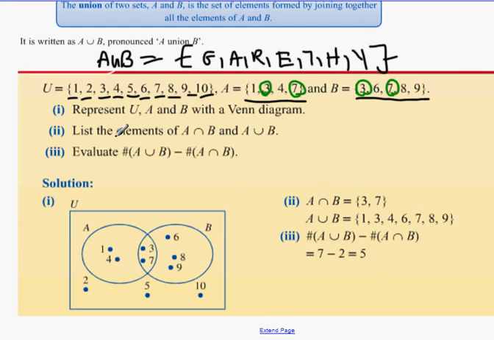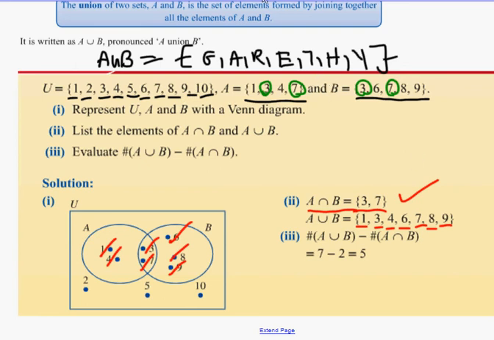Okay, so let's figure out. List the elements of A intersection B. What's A intersection B? 3 and 7. That's the answer for that part. What's A union B? List them all together, in order. 1, 3, 4, 6, 7, 8, and 9. Are you happy with that? What numbers aren't included? 2, 5, and 10. They're inside U, but they're outside A and B.